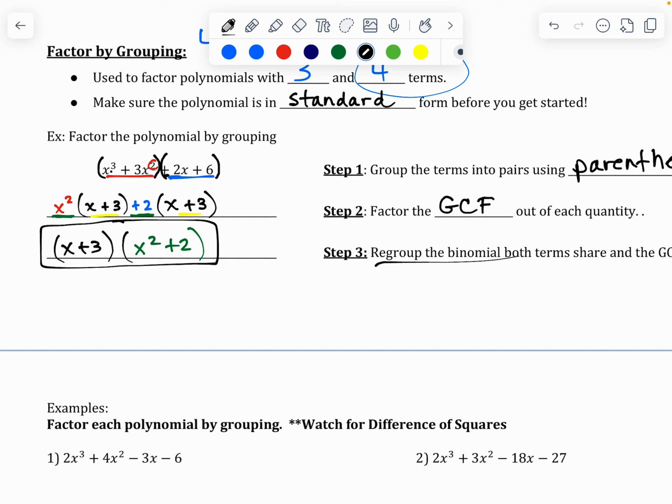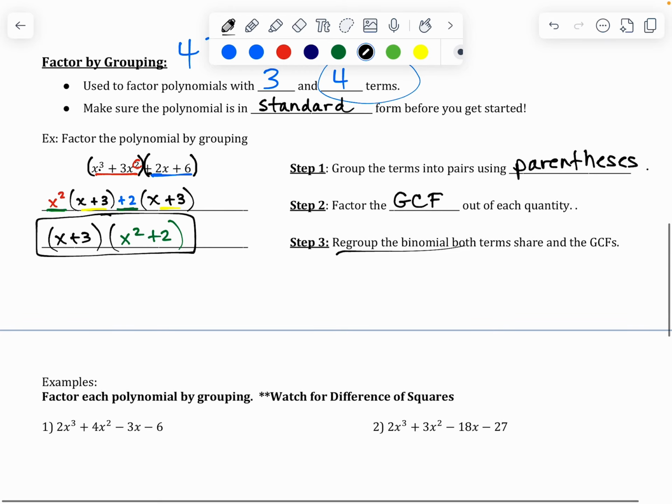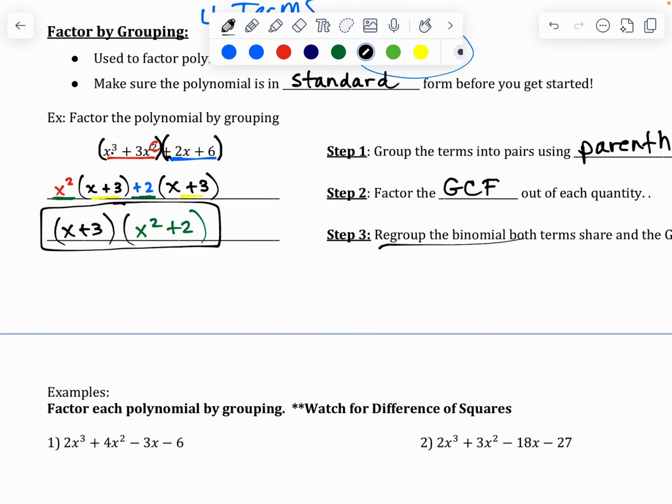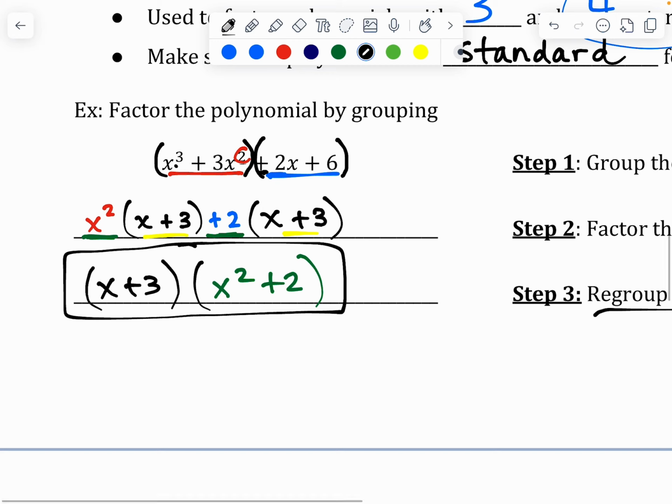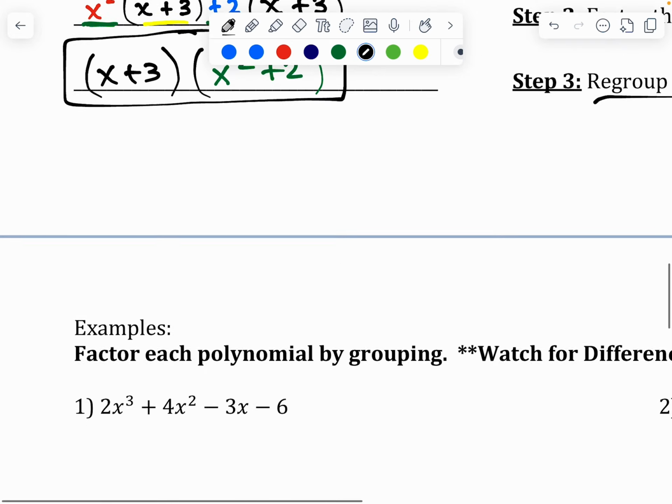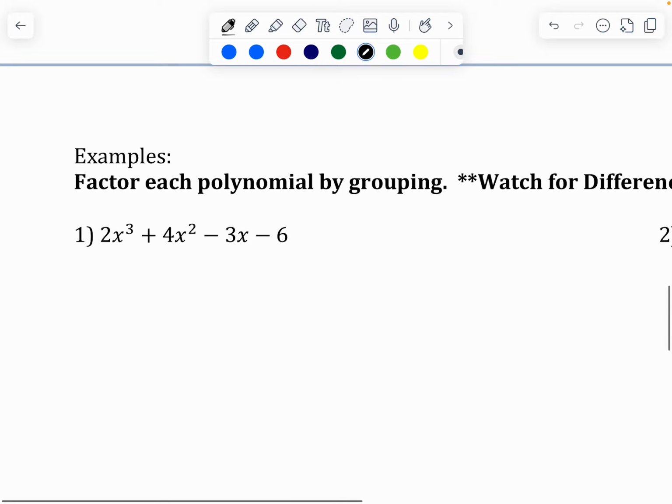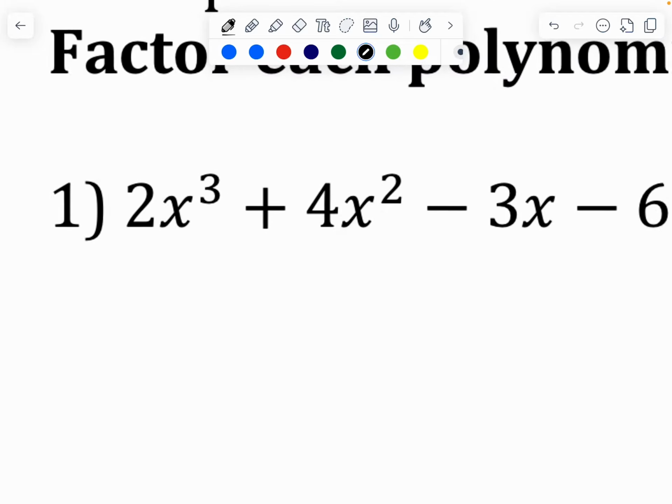Regroup, factor the binomial both terms share, and the GCFs. Okay? So that's all there is to it. This is actually a little bit easier than factoring trinomials. It's just using the greatest common factors to help you factor by grouping. Okay? All right, so let's go through a couple examples. We're going to look at the first example.